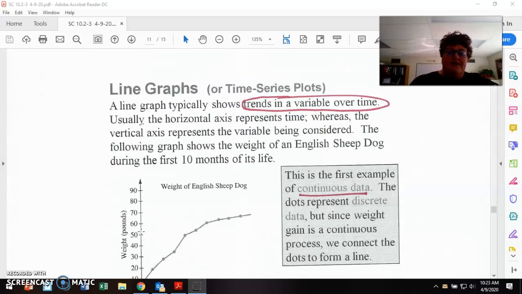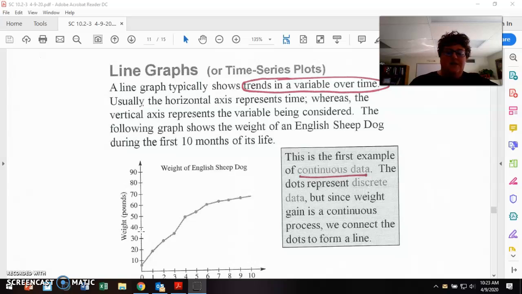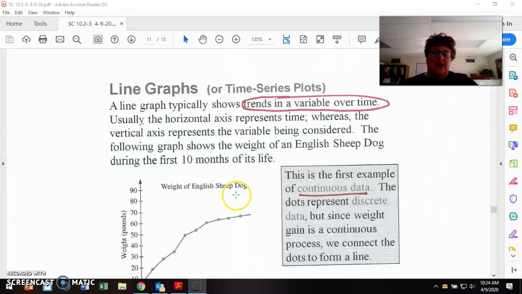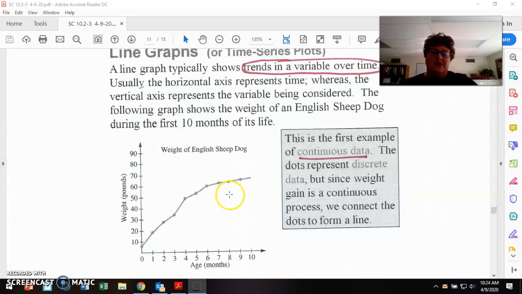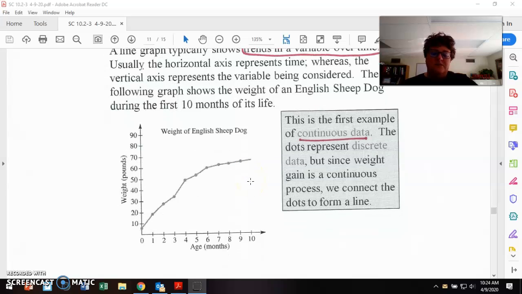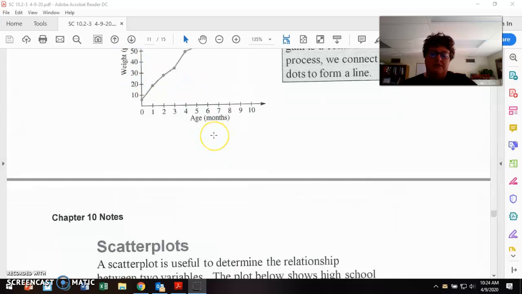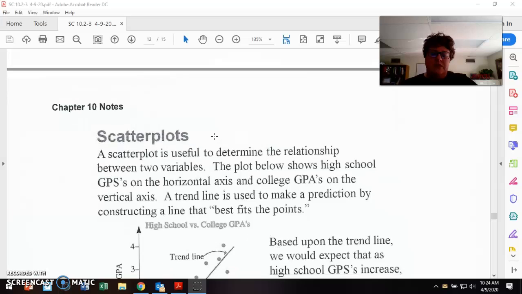A line graph, or a time series plot. So looking at something over time, and this is usually used with continuous data. They're using the weight of a sheepdog here. So it's starting at a certain point and then going up. If it's a line graph or a time series plot, that means your points are going to be connected. So connect the dots to form the line. Again, a title, make sure you have your things labeled.